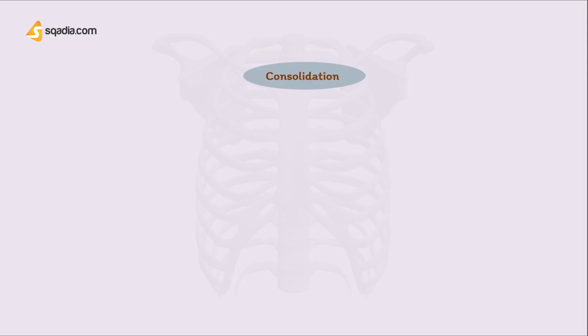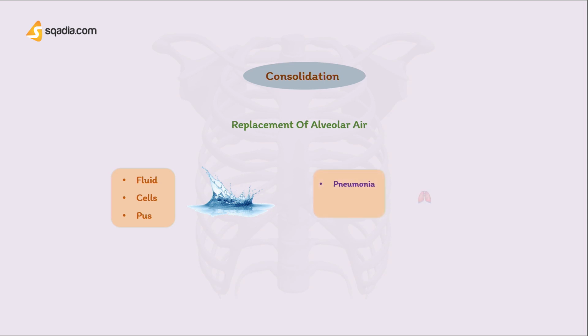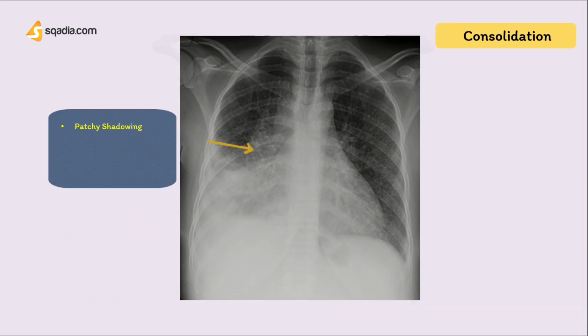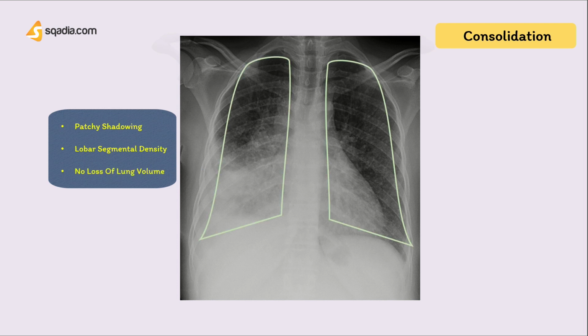Now first, we're going to talk about consolidation or air space shadowing, which is replacement of alveolar air by fluid, cells, pus, or other materials. Pneumonia is by far the most common cause of consolidation. It is also sometimes seen in primary tuberculosis. Now, the features of consolidation include patchy shadowing, lobar segmental density, and no loss of lung volume.